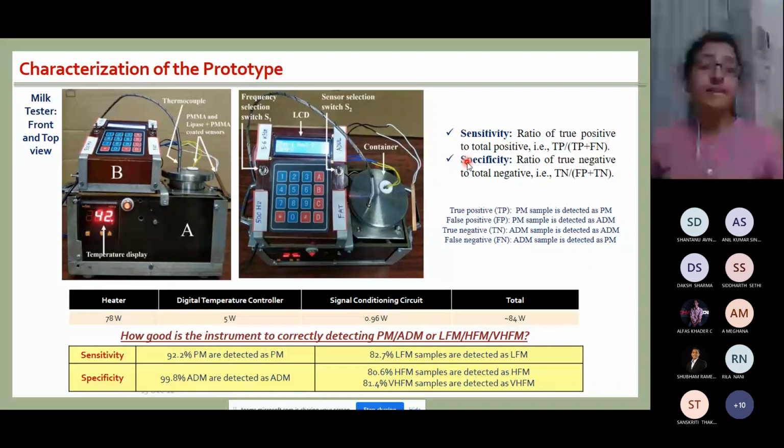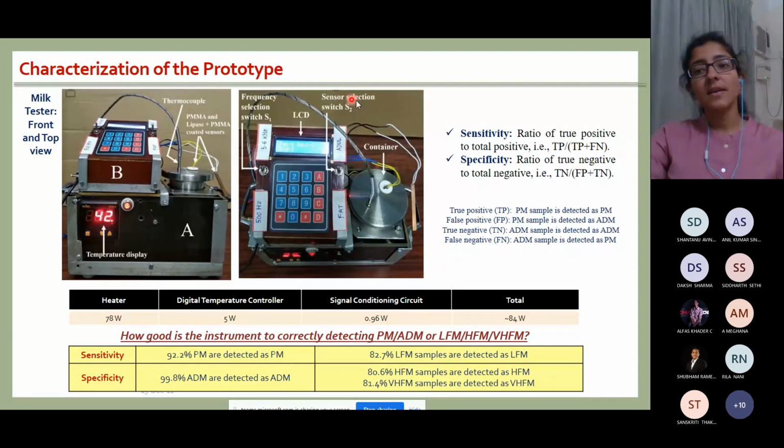Characterization of the prototype is also important, because whatever we tested earlier was laboratory-based testing, but when we go to the field, there are different samples, so you need the characterization. The main characterization is the sensitivity and the specificity of this prototype. So I will explain these things.